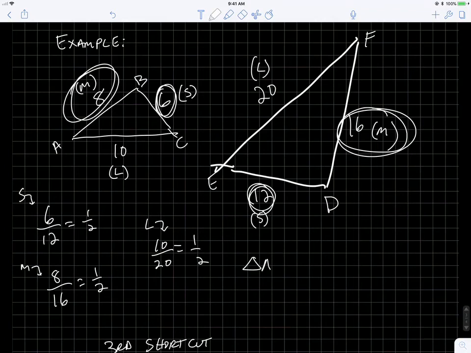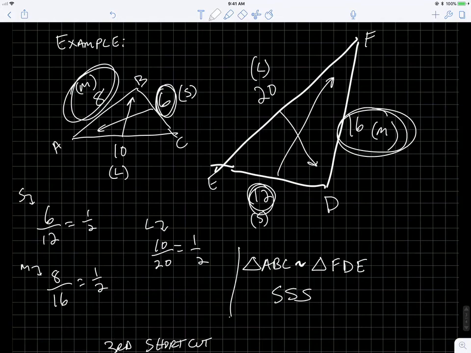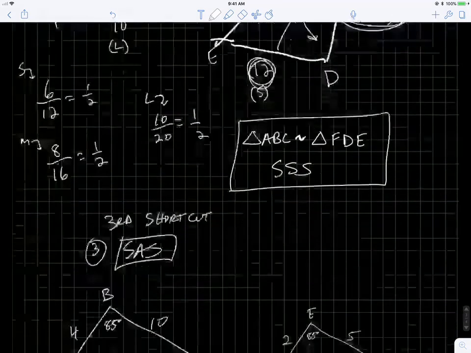That means that triangle ABC is similar to triangle, and once again, I have to do the right order. So I say angle A is opposite the small side. So over here, that's going to be angle F that's opposite the smallest side. Angle B is opposite the largest side. So over here, angle D is opposite the largest side. And that's how I'm going to find the order to get it right. So I've got triangle ABC is similar to triangle FDE, and that's by side, side, side. The sides are all in proportion, remember, they are not congruent.